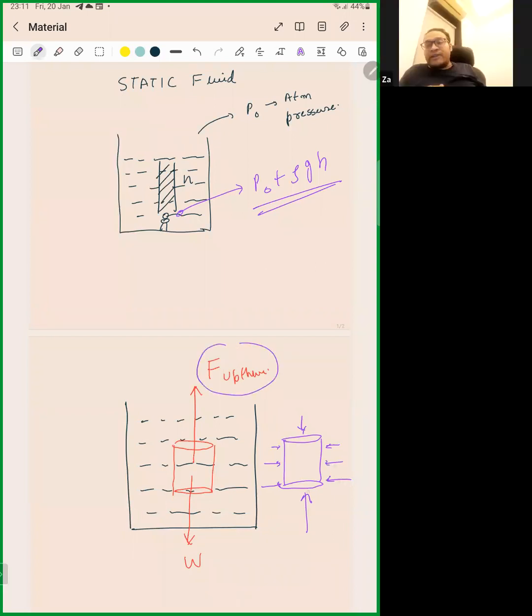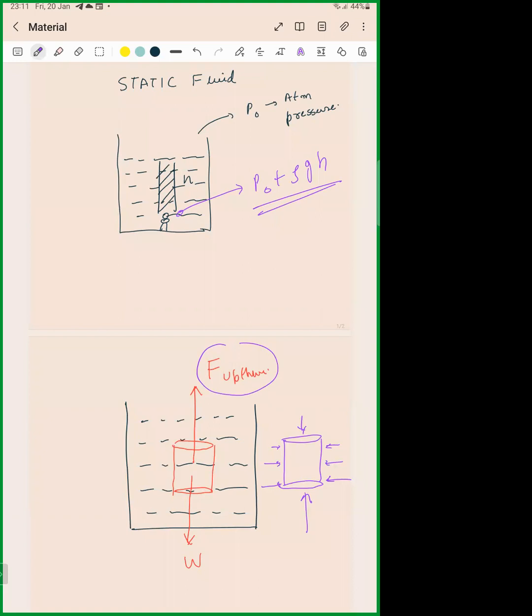Now, if somebody asks you why that upward force is coming in, it is coming because of the level difference. At the top, the pressure is less. At the bottom, the pressure is more. That's why, due to the level difference, this upthrust is coming. Making sense?